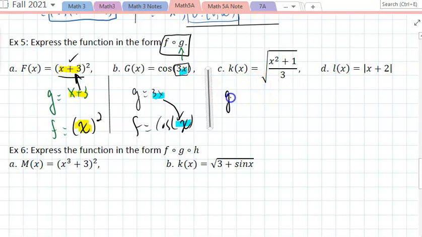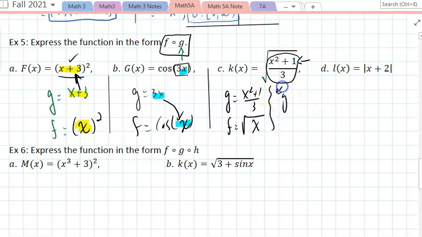One option is to let g equal maybe all of this, and then f will be the square root of x. That will work. You could have let it be just x squared plus 1 if you want. That's another option. And then f would be the square root of x over 3. Or you could have just let it be x squared. So there are many options. Any one of those will do.